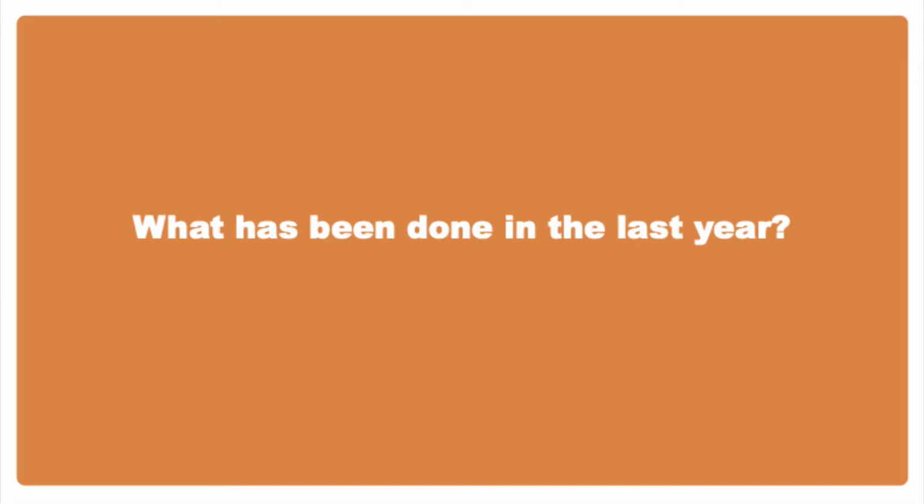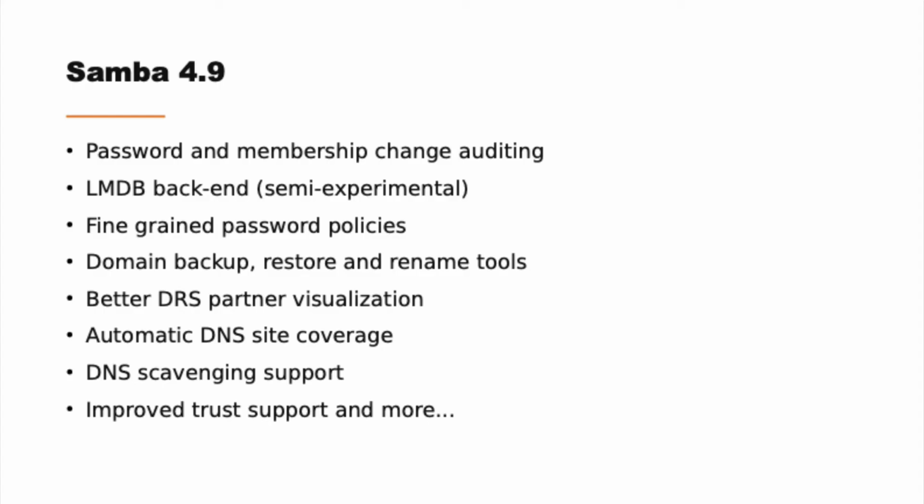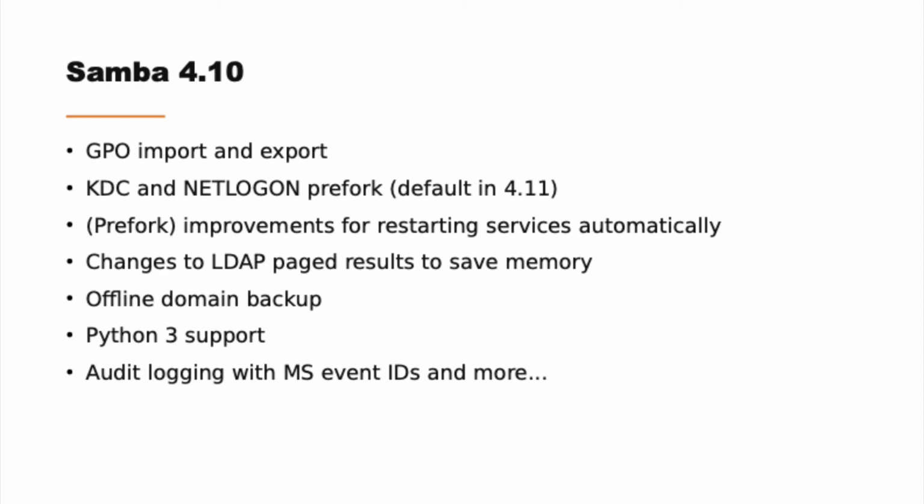So first question is, what have we actually done in the last year? There's actually a lot of things, and you could go through the release notes, which I've pretty much done. 4.9: lots of auditing, a new backend, password policies, backup, DNS stuff. There's trust stuff that Met's implemented. 4.10: there was a GPO import export, pre-fork changes to the process model to introduce more parallelism in the Active Directory server. We made changes for page searches. We added Python 3 support. We did more audit logging.